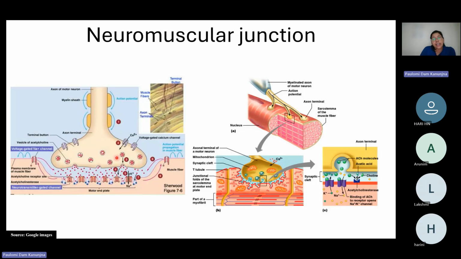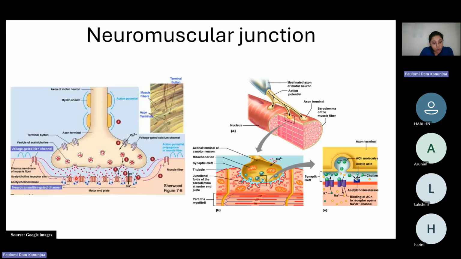Because of the calcium, excessive calcium, the vesicles which consist of your neurotransmitter fuse with the cell membrane and they break off and come into this cleft. This is called the synaptic cleft. Now, in your synaptic cleft, what is released? Acetylcholine. Now, what does acetylcholine do? Your acetylcholine will bind to its receptor here, okay, on the muscle fibers.